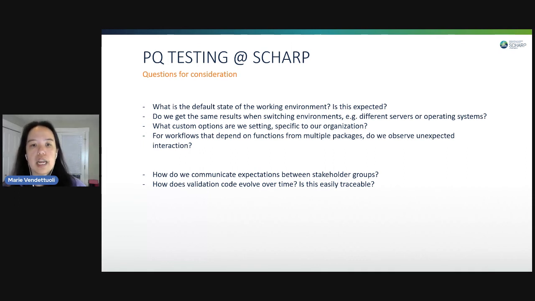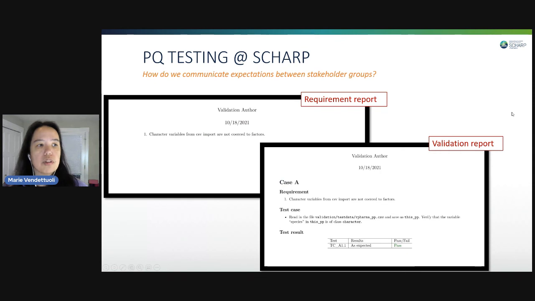The two questions I think are generalizable, though, are how can we communicate expectations between stakeholder groups, and how do we keep track of validation code over time as it evolves, as we add future test cases. So the first part, how do we communicate expectations between stakeholder groups? We have the option of creating multiple reports using the same input element. So on the screen I show a requirement report, which just has the one requirement here, but then the validation report not only has the requirement, but it also has the test case in readable form, and then the results of executing that test code.